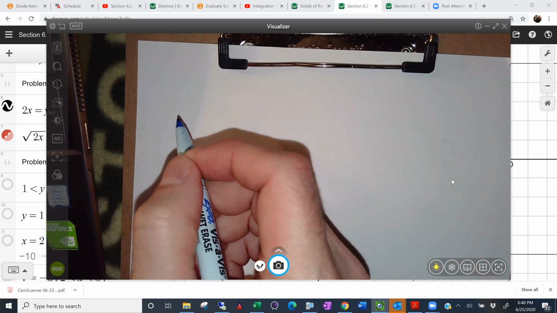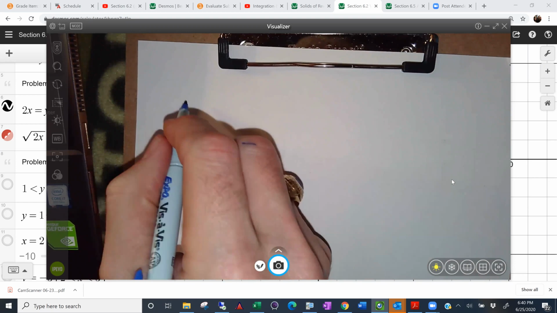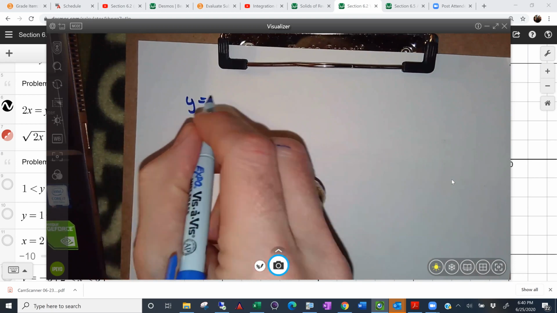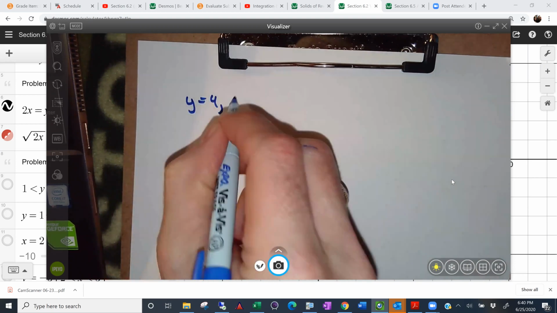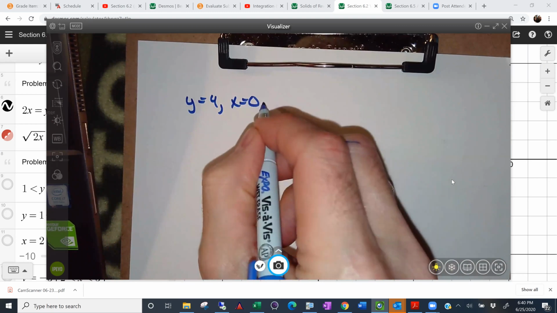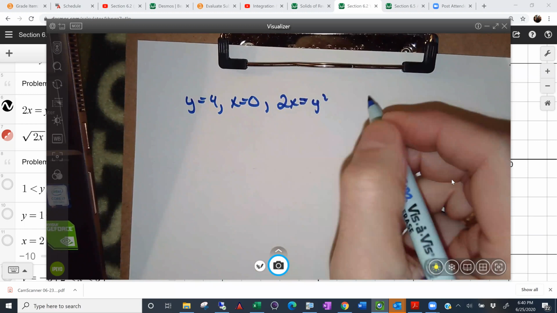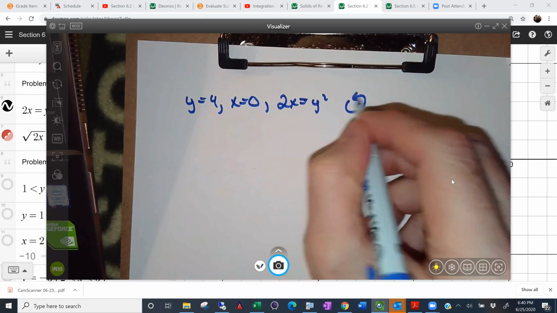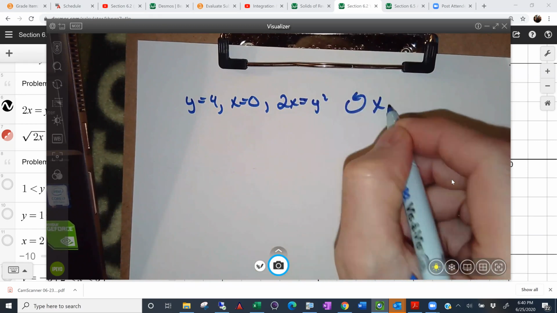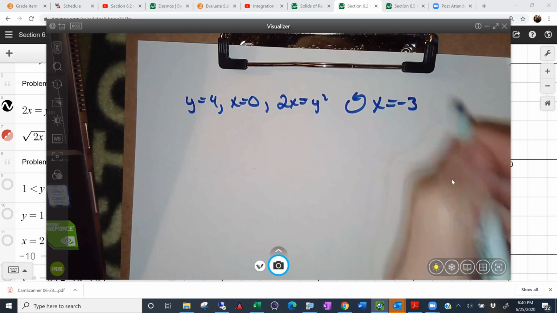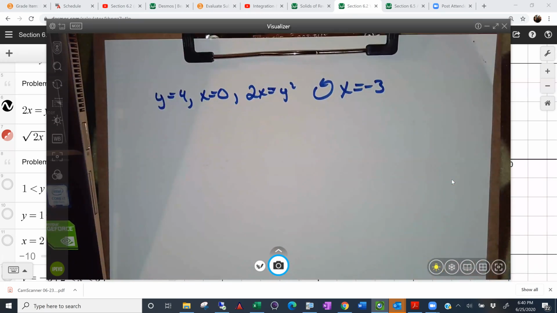Let's think. All right, so let's do this. We got y equals 4, x equals 0, 2x equals y squared. But this time, rotate it around the line x equals -3, for instance. That should work.